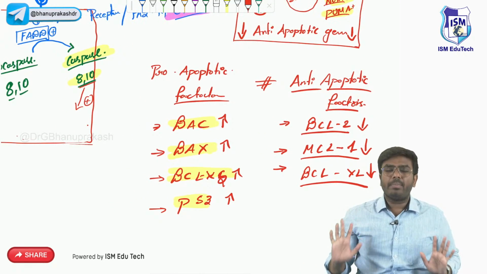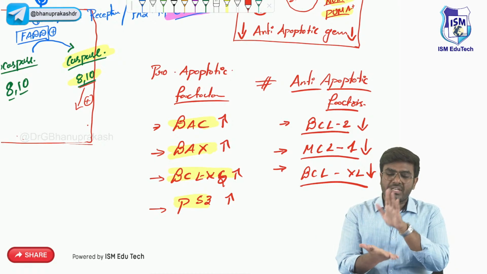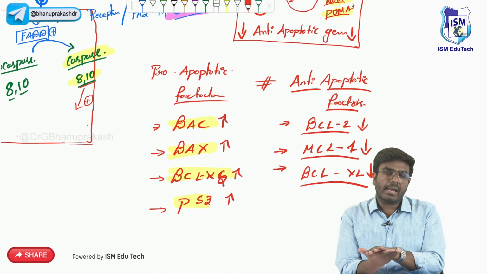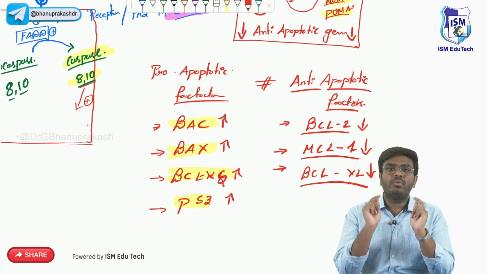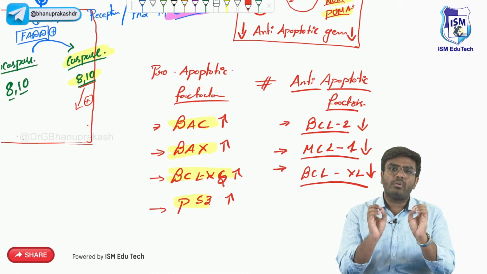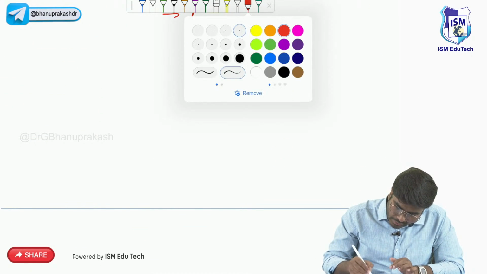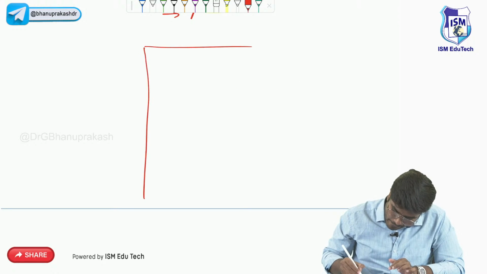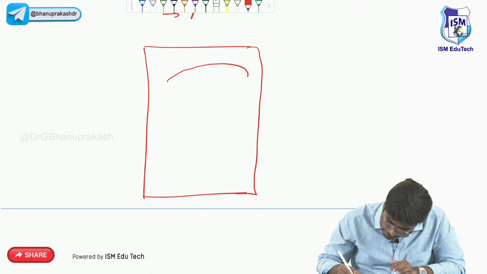Now what will happen at the end of the day? The stress is stimulating the stress sensors. Now the stress sensors are activated. Whenever there is stress, the information is given to the cell that this is the time you have to die. Now see, normally, let me show you what happens. In a cell, there is an organelle called the mitochondria.